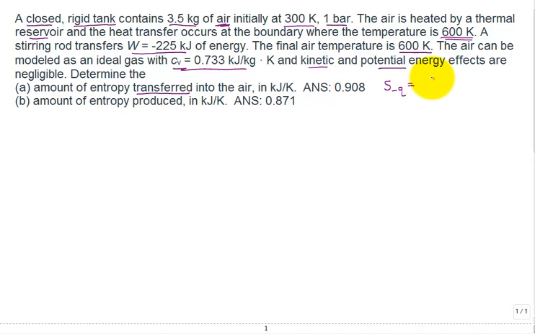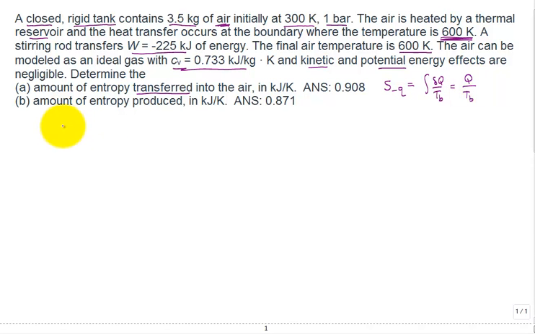Well, because the boundary temperature is constant at 600 Kelvin, we don't have to do a complicated integral with a changing boundary temperature. It just boils down to the amount of heat transferred divided by that constant boundary temperature. So for part A, we want to calculate the amount of heat transferred into the system, into the air, as it undergoes a process.